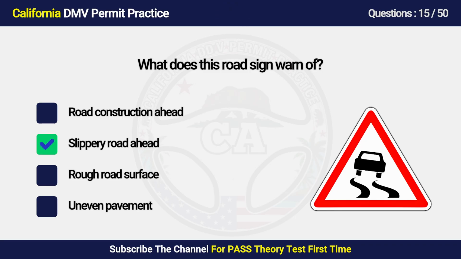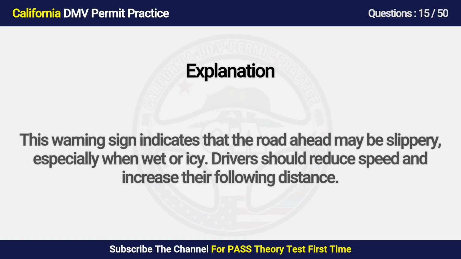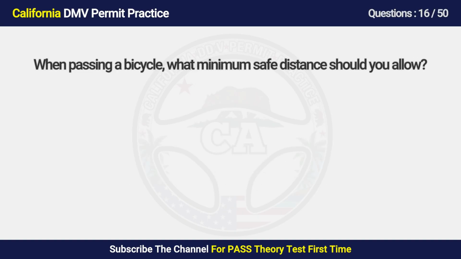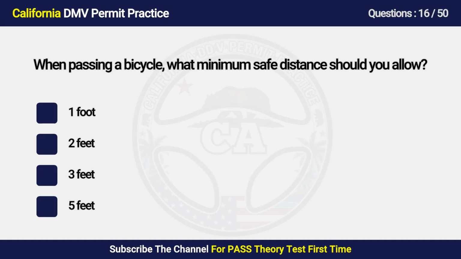Answer is B. Slippery road ahead. This warning sign indicates that the road ahead may be slippery, especially when wet or icy. Drivers should reduce speed and increase their following distance. Question 16. When passing a bicycle, what minimum safe distance should you allow? A. 1 foot. B. 2 feet. C. 3 feet. D. 5 feet.